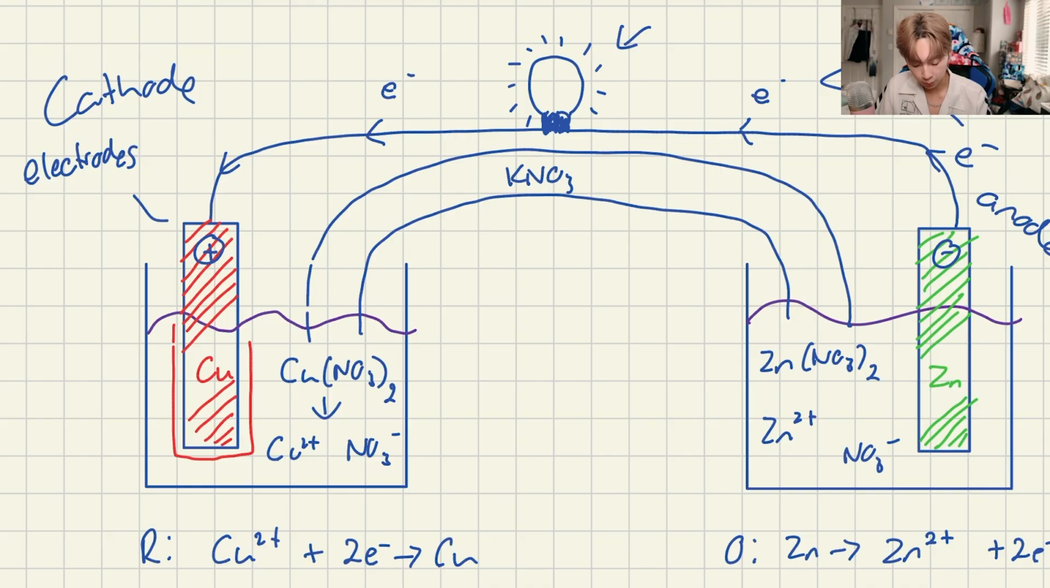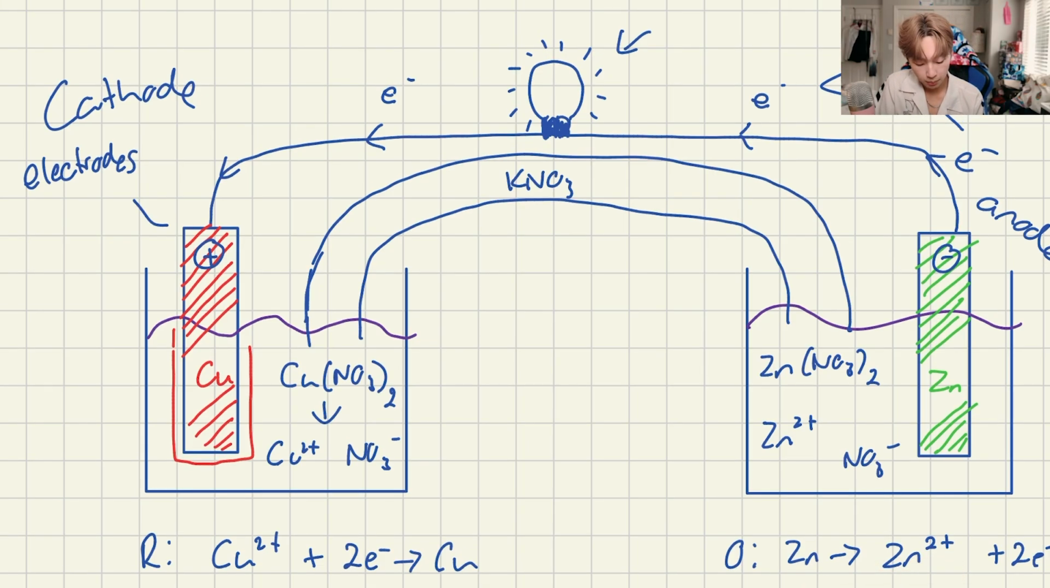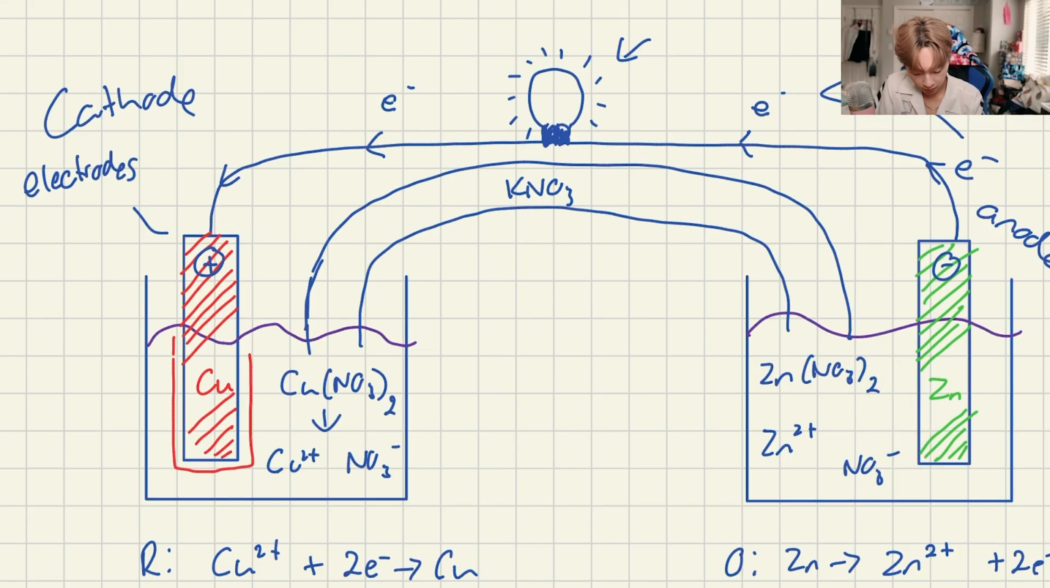Now let's look at the salt bridge. What's the salt bridge for? Well, we know that what's happening at the zinc electrode is that our solid zinc is going to turn into our zinc 2 plus. So we're going to be making more ions going into this solution. That means that our zinc concentration is going to go up.